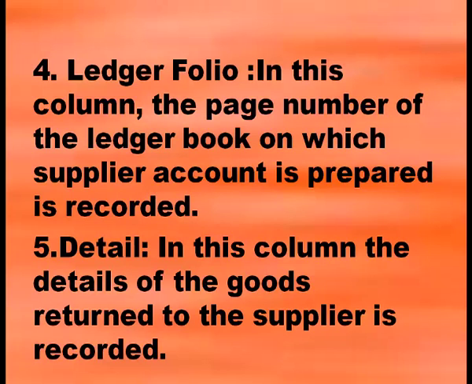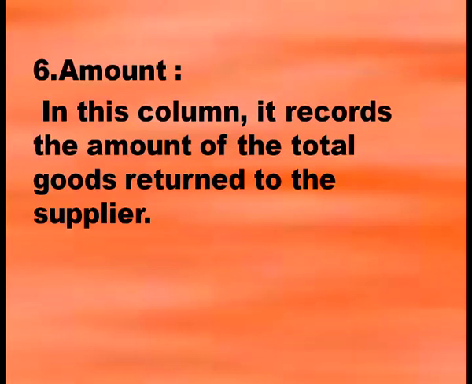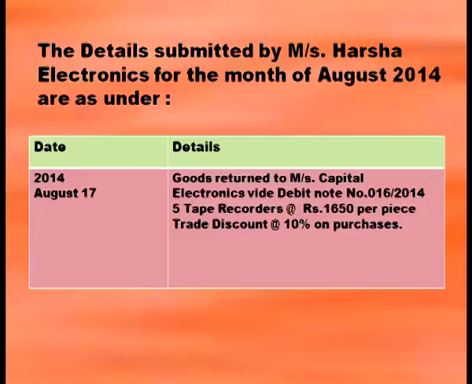In the details column, details of the goods returned to the supplier are recorded. In the amount column, you have to write the amount of total goods returned to the supplier. Here is a question which gives information of Messrs. Harsha Electronics, who has returned some goods to Messrs. Capital Electronics. What have they returned? 5 tape recorders at rupees 1650 per piece and trade discount at 10% on purchases.